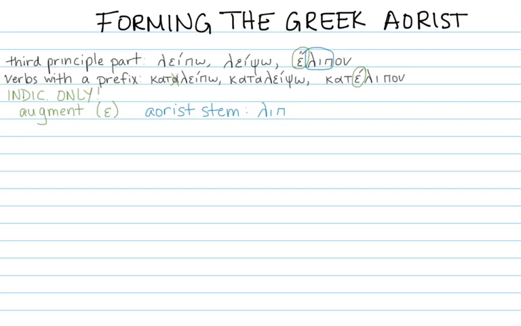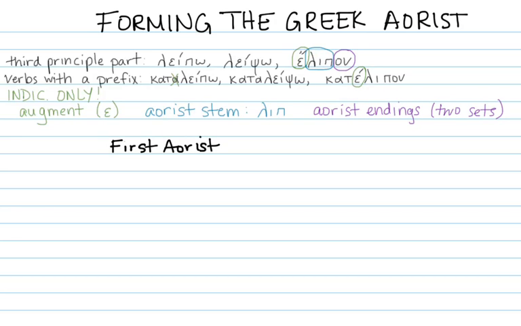The next thing that you see is that you have a different stem than the present tense. This is called the aorist stem, and for this verb, the aorist stem is lip. The last thing you see is the endings. There are two sets of endings for the aorist.